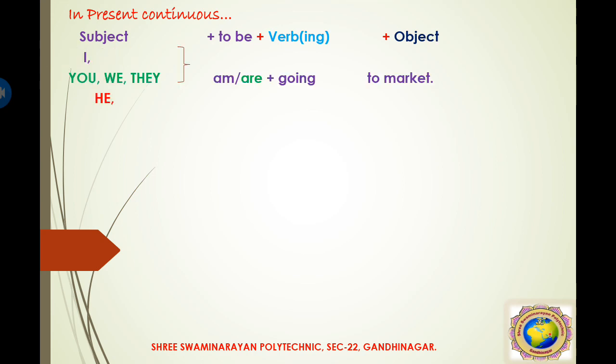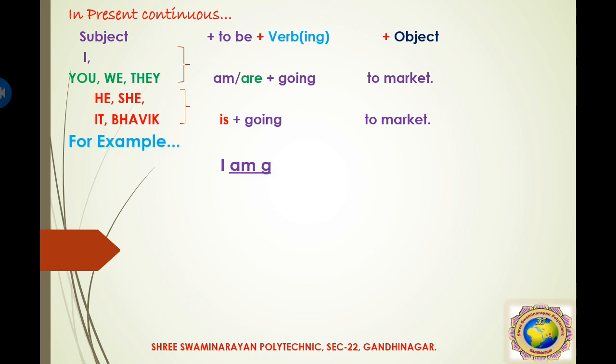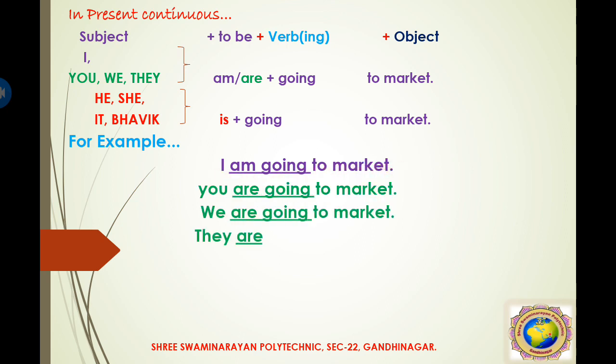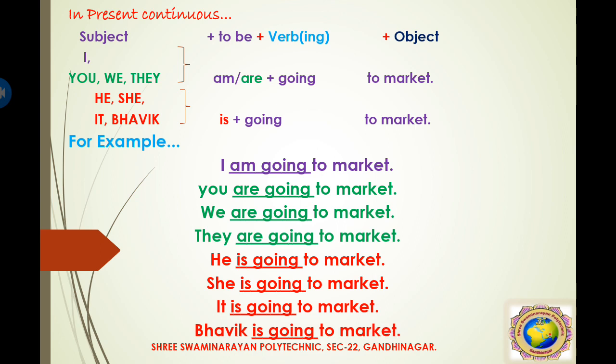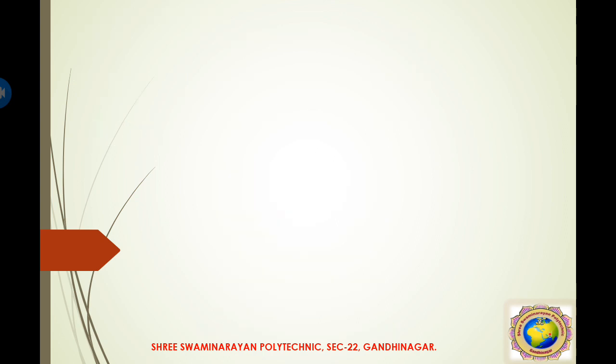So this is the base formula: subject, to be form, verb with ing, and object. Here I am using go, the base verb. I add am because the subject is I, and to market is the object. In the same way, we have some examples of making sentences in the present continuous form. He, she and it, or any name is going to market. So these are our examples.